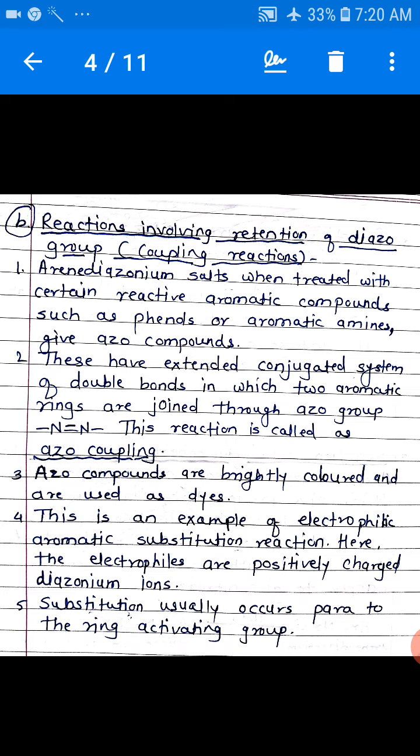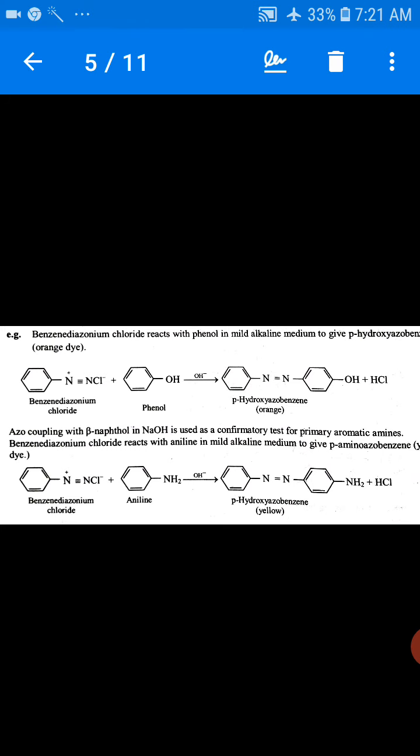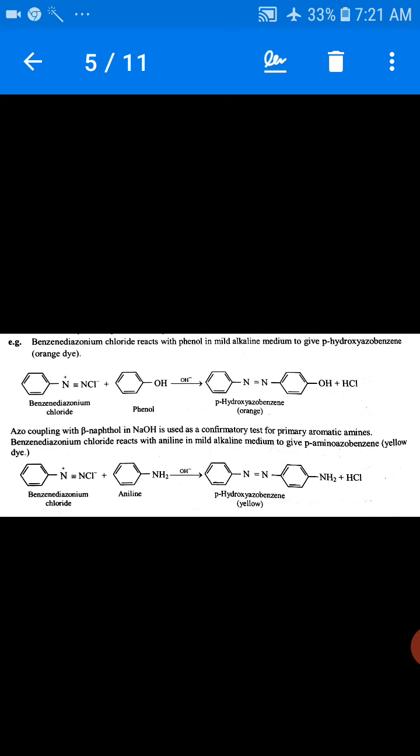Azo compounds are brightly colored and are used as dyes. This is an example of electrophilic aromatic substitution reactions. Here the electrophiles are positively charged diazonium ions. Substitution usually occurs para to the ring activating group. Here is the example. Benzene diazonium chloride reacts with phenol in mild alkaline medium to give para-hydroxyazobenzene, which is the orange dye.